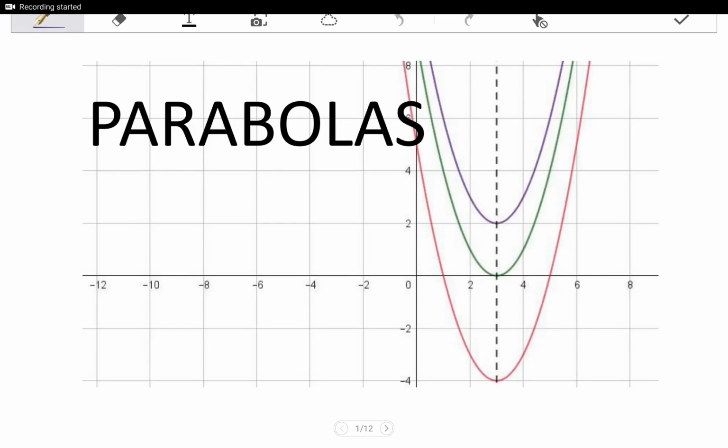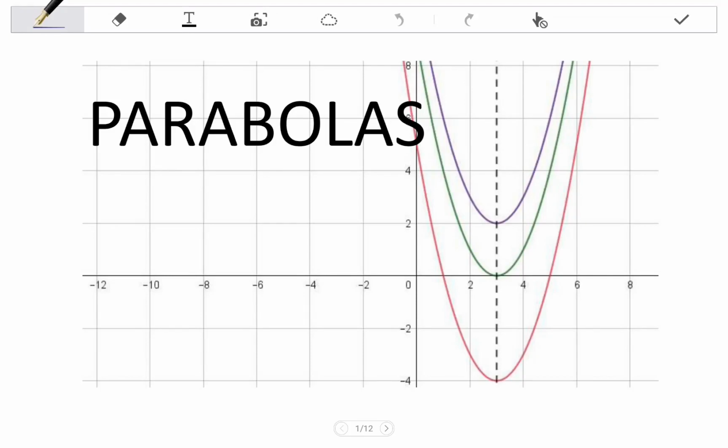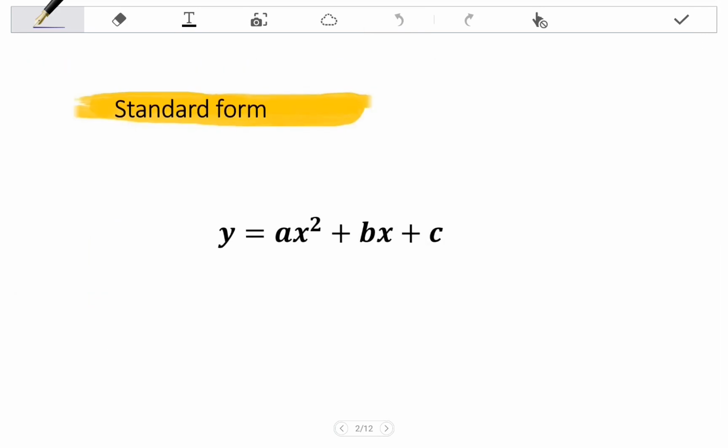In this video, we look at parabolas, and specifically we are going to look at the parameters, the effect of the parameters in the three different equations that represent parabolas. We will look at the characteristics of a parabola, and we will go through some pointers on drawing the graph of a parabola. So let's start off with the standard form.